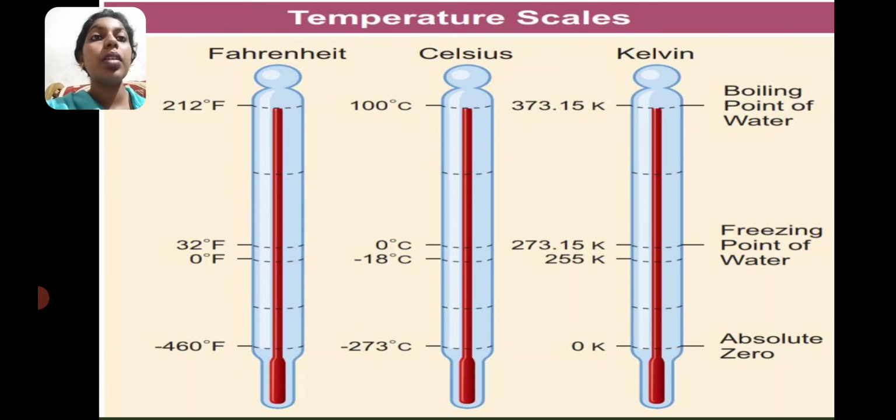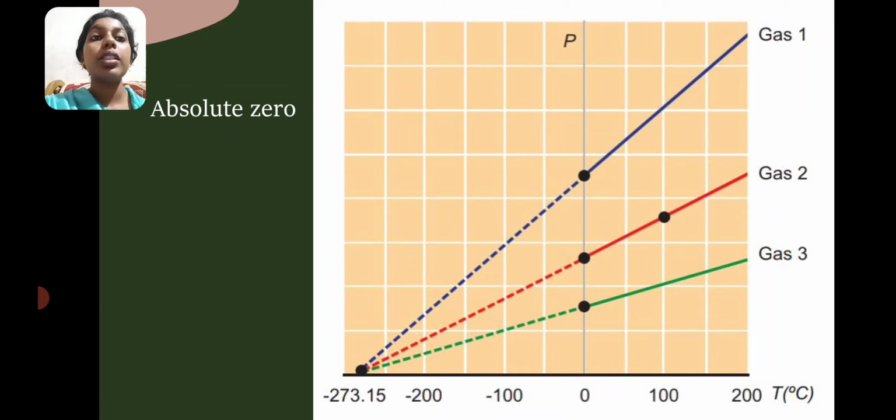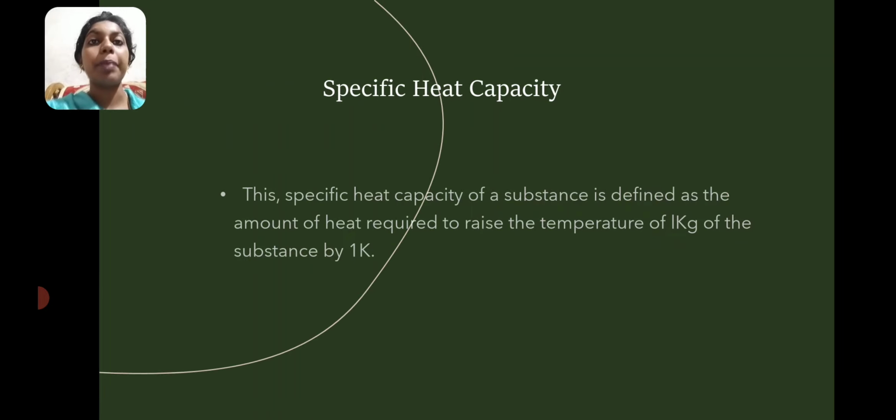Next one, temperature scale. These are the temperature scales we have studied: Fahrenheit, Celsius, Kelvin. This is absolute zero.